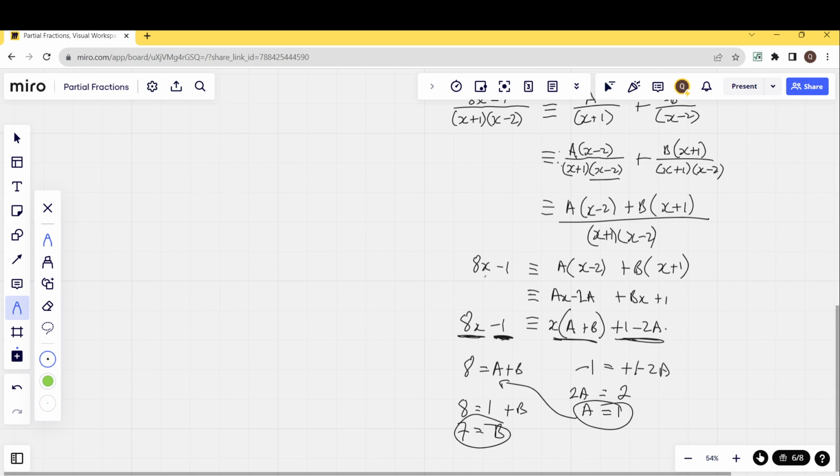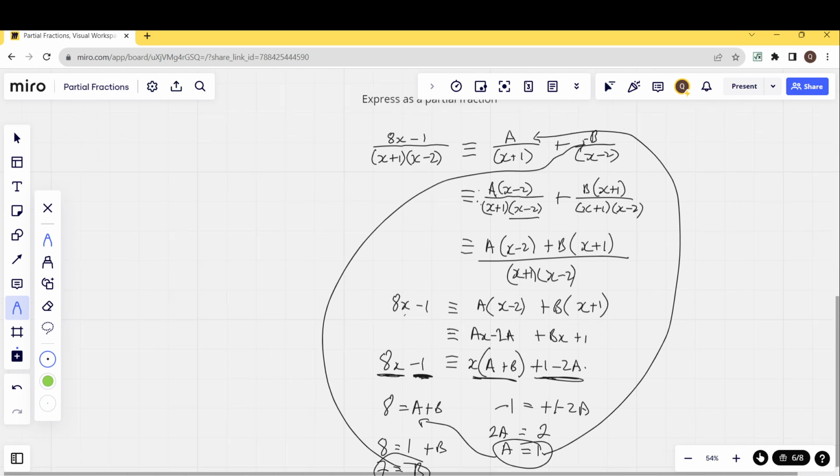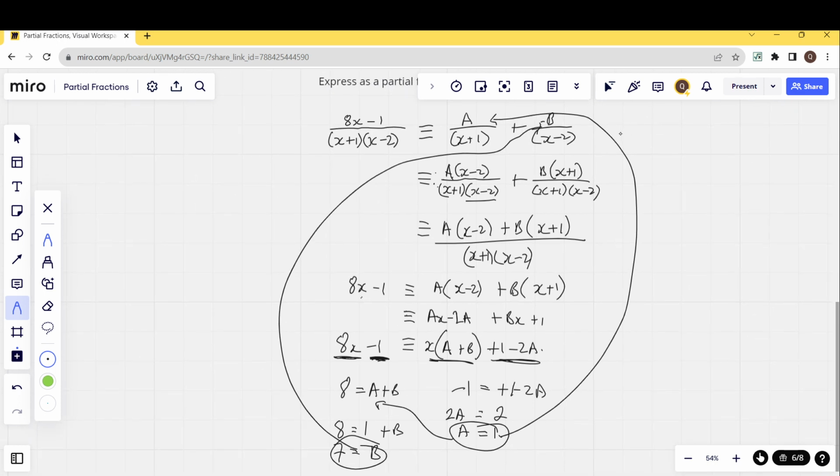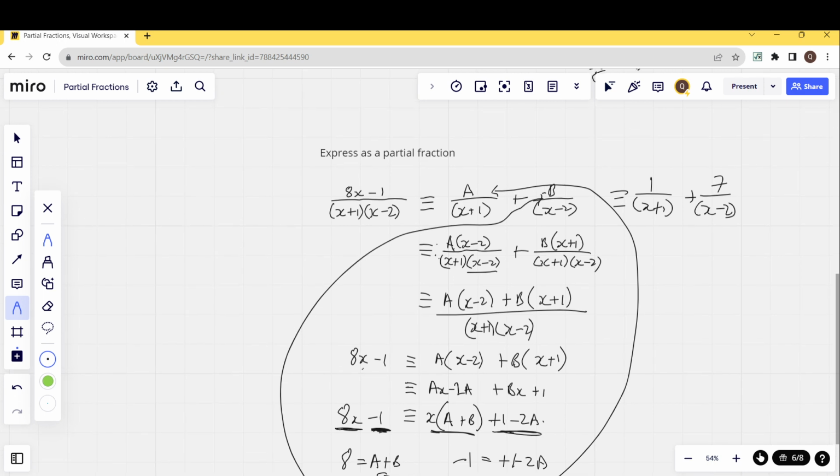Okay, so what that's telling us is, if we take these numbers, a is equal to 1 and b is equal to 7, we can substitute them back in here. So we're saying that our partial fractions are a, which is 1, over x plus 1, plus b, which is 7, over x minus 2. And that's how we express this fraction as partial fractions.